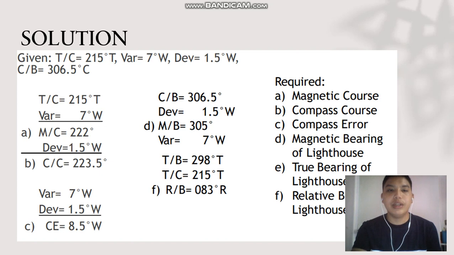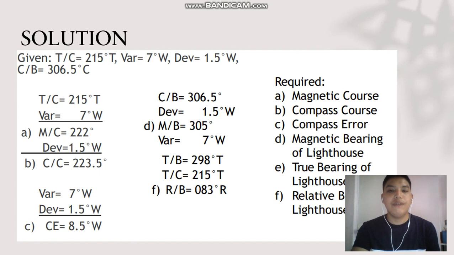And also to get the magnetic bearing, we have to subtract the deviation from the compass bearing. 306.5 degrees minus 1.5 degrees west is equal to 305 degrees. To achieve the true bearing of the lighthouse, we have to subtract the variation from the magnetic bearing. So 305 minus 7 is equal to 298 true. So that is the true bearing.